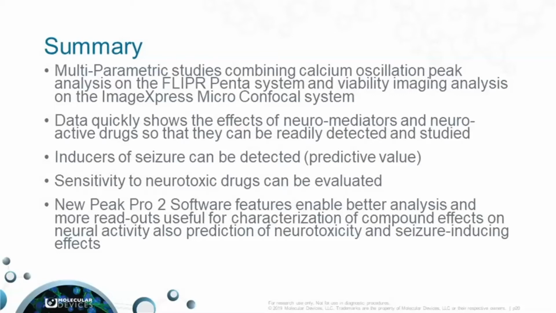So the other thing we can do with the FLIPR Peak Pro 2 software is you can better analyze and have more readouts related to the peak widths and heights and shapes of the curves as far as capturing and predicting neurotoxicity and seizure-inducing effects of compounds.